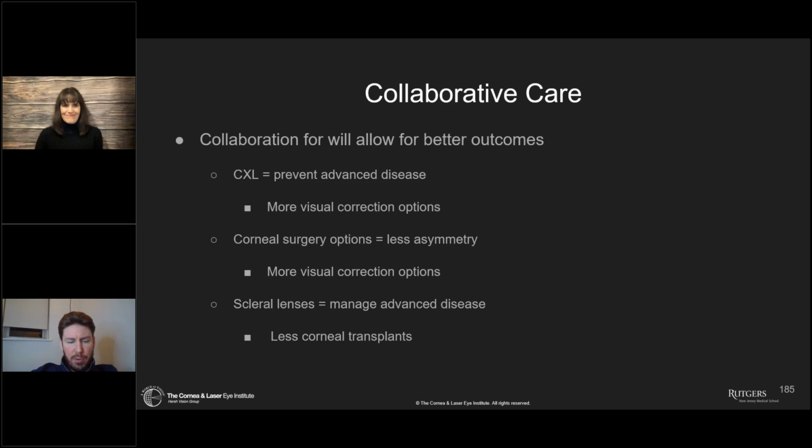Exactly. So the important portion to leave here with tonight is that this is a collaborative effort between you and your ophthalmology colleagues. The idea here is collaboration will allow for better outcomes for everything. Cross-linking will prevent advanced disease and give them more correction options. Corneal surgery options will create less asymmetry, which again will give us more visual correction options. And scleral lenses are 100% necessary for management of advanced disease, which will lead to fewer corneal transplants.